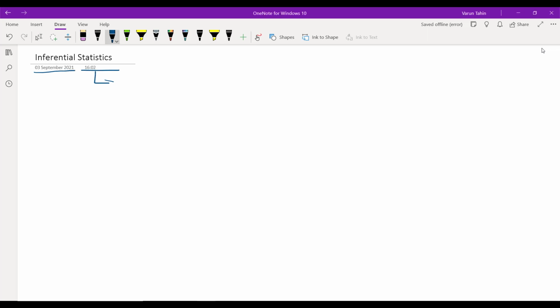Statistics is the practice or science of collecting and analyzing numerical data in large quantities. So here we will collect some samples of data that represent a small proportion of a large population and then infer. Infer means to deduce and conclude. So this is the dictionary meaning.